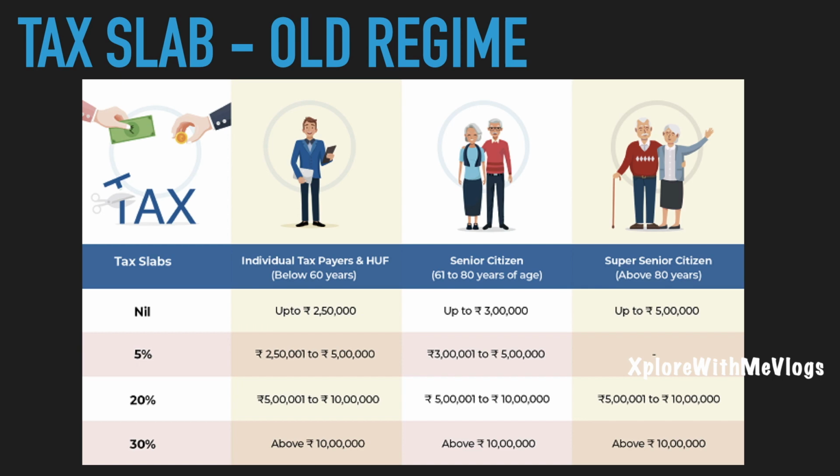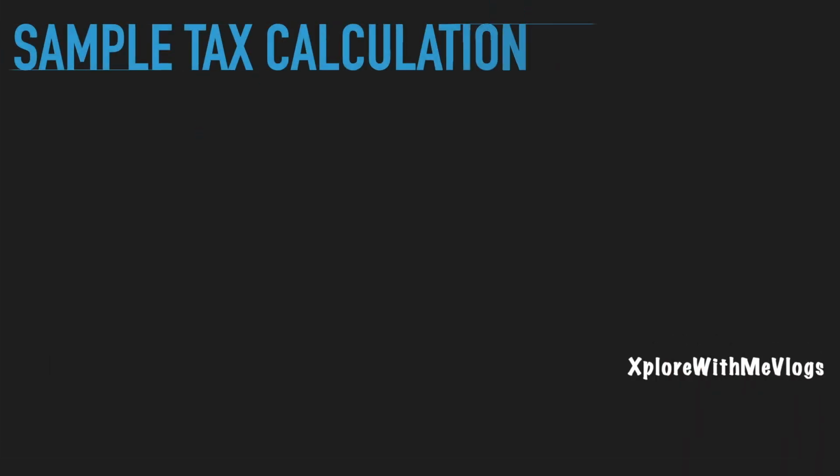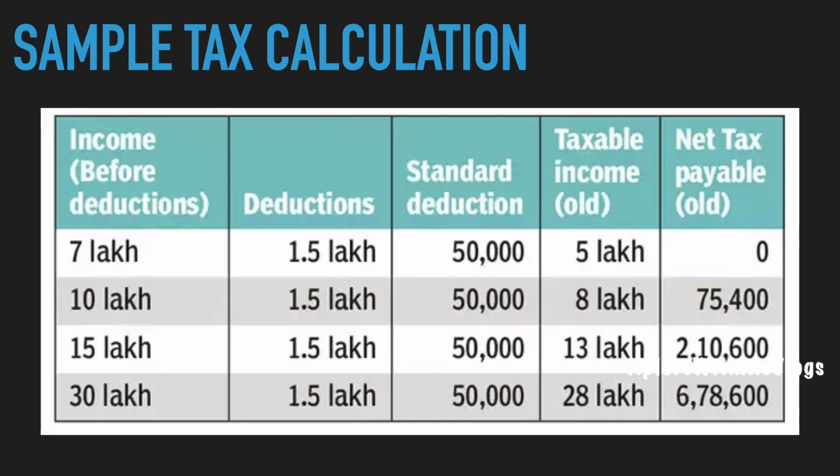For senior citizens there is a slight change in the tax slab and the same is explained in this tax slab table. Now let us look at a sample tax calculation for an individual earning the following. Here we are making the assumption that only deduction 80C, which has a maximum deductible of rupees 1,50,000, and a standard deduction of rupees 50,000 via section 16 are considered. The tax can further be reduced via other sources which will be discussed in detail further in this video.